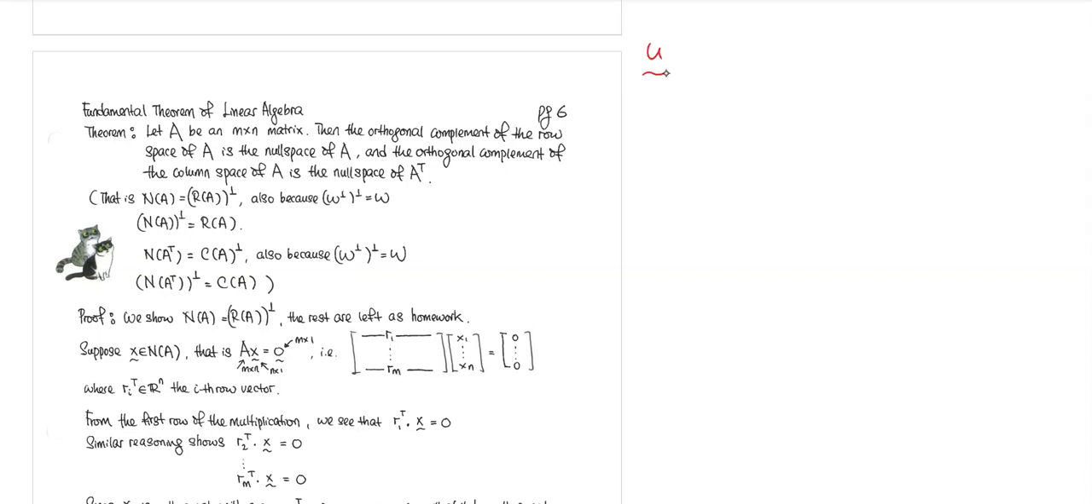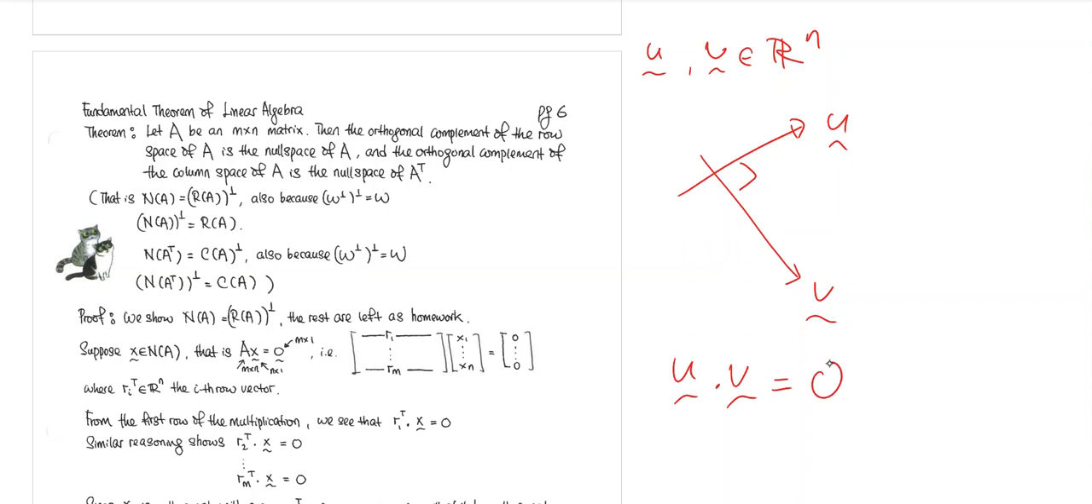So suppose you have vector u and vector v. These are vectors in Rn. We will be able to figure out whether or not these two vectors are orthogonal, or perpendicular, to each other by looking at the dot product. If the dot product of these two vectors is 0, then they are orthogonal to each other. And also, if they are orthogonal to each other, the dot product will be 0.